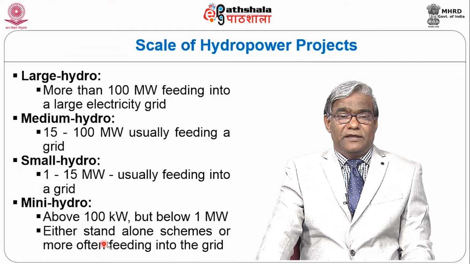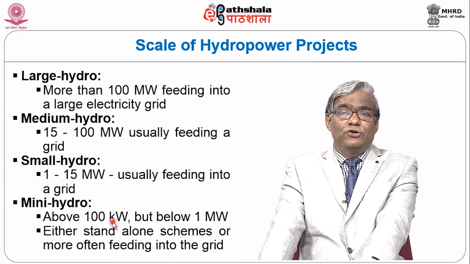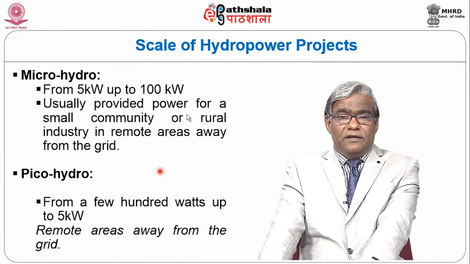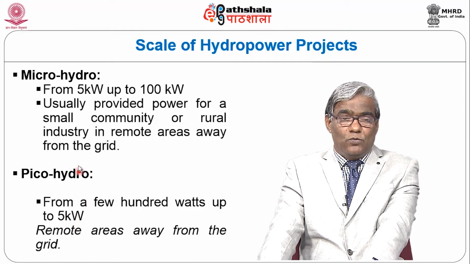Mini hydro, above 100 kilowatt but below 1 megawatt, either standalone schemes or more often feeding into the grid. These are the various types of hydropower projects. And micro hydro, from 5 kilowatt up to 100 kilowatt, usually provides power for a small community or rural industry in remote areas away from the grid. This is micro hydro. And pico hydro, from a few hundred watts up to 5 kilowatt, is located in remote areas away from the grid.